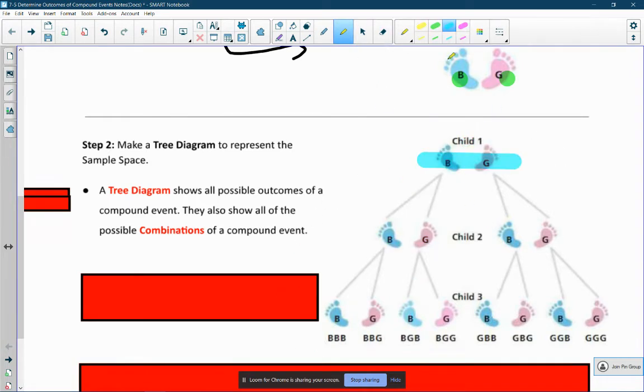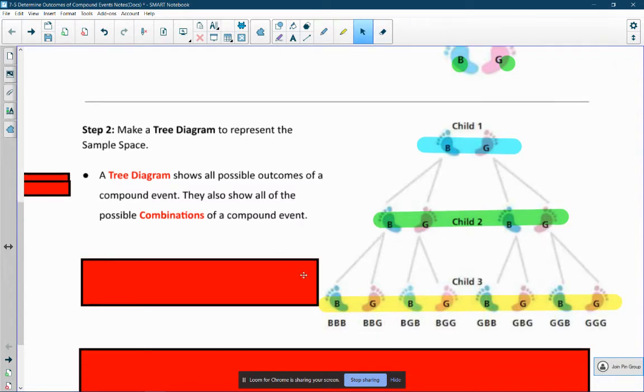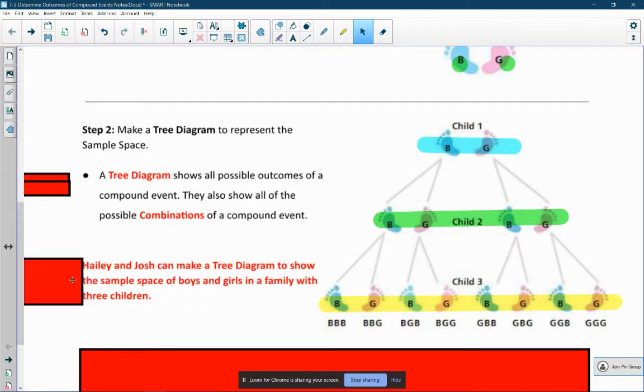This is event 1. This is event 2. And we would say this is event 3, okay? First child, second child, third child. And we notice down at the bottom, they have the combination. So let's go see what this red box entails here. Okay, Haley and Josh can make a tree diagram, as we see to the right, to show the sample space of all boys and girls in a family with 3 children, right? All the possible combinations.